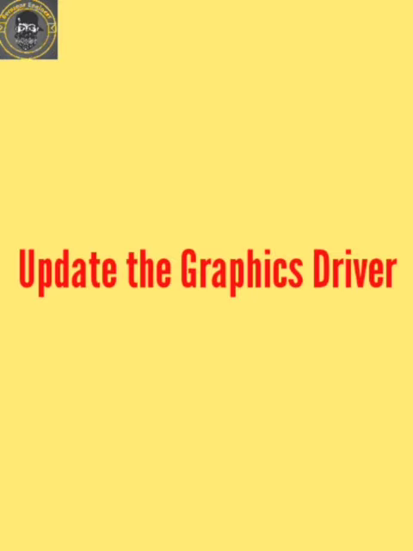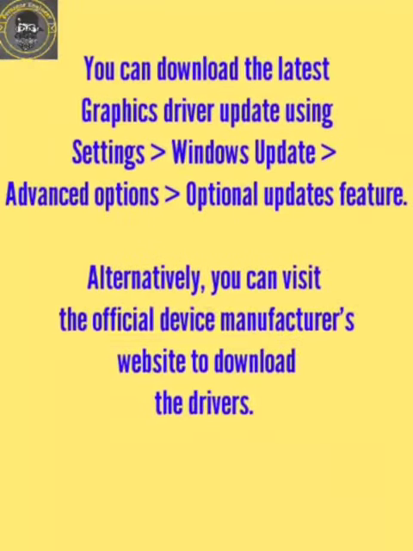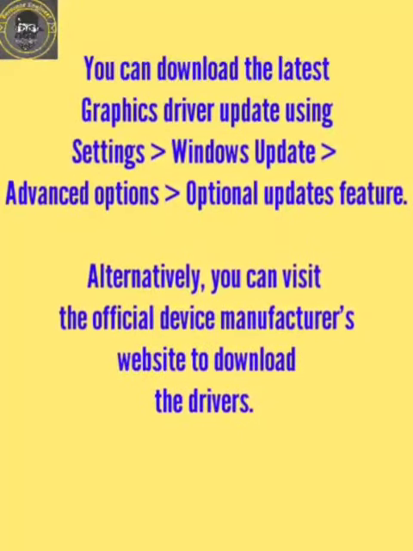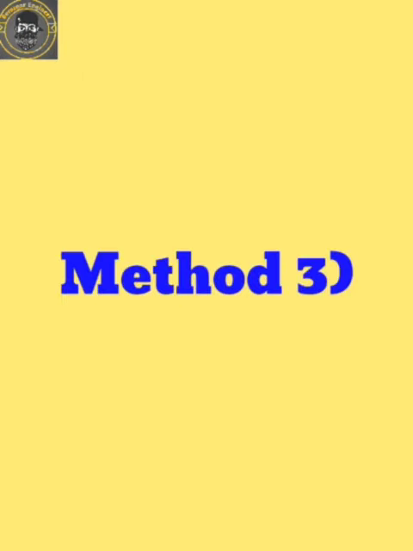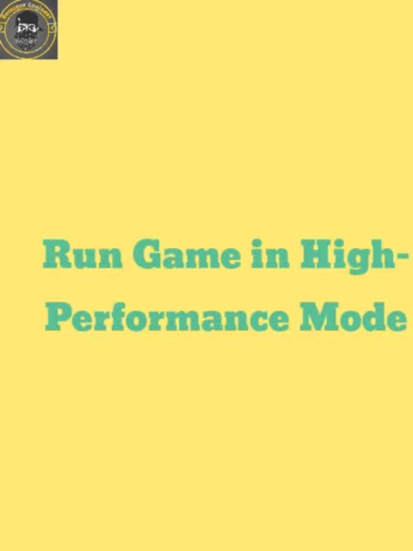In the second method, you need to update the driver. So how to update the graphic driver? You can download the latest graphic driver update using Settings. Go to Settings and Windows Update, and in Windows Update you will see Advanced Options, and there you can update the graphic driver.